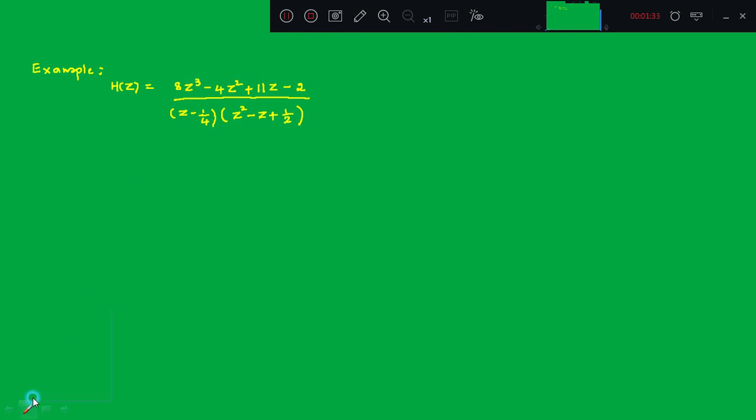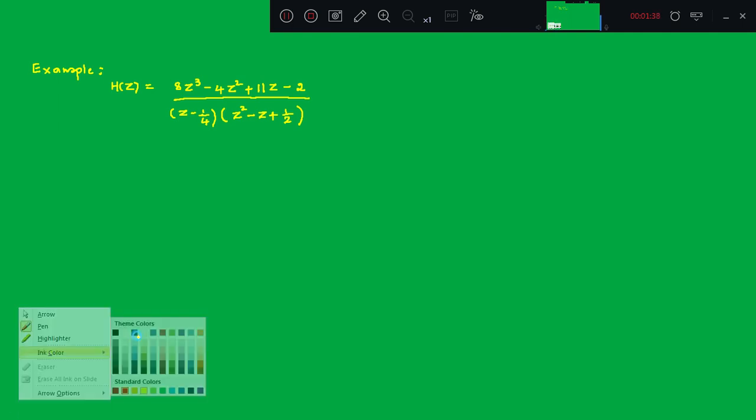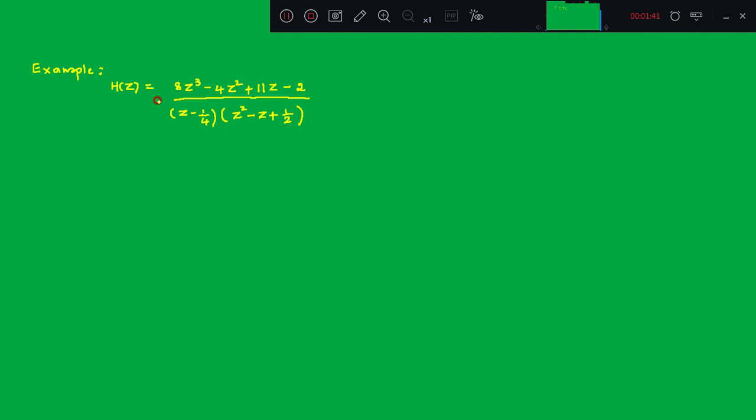So here from the numerator, I will take z cube common. So if I take z cube common, what will I get? 8 minus 4 z raised to minus 1 plus 11 z raised to minus 2 minus 2 times z raised to minus 3, if you take z raised to 3 as a common term.